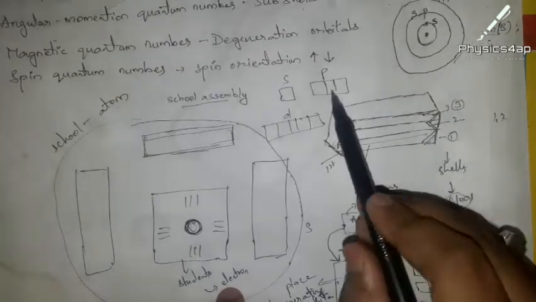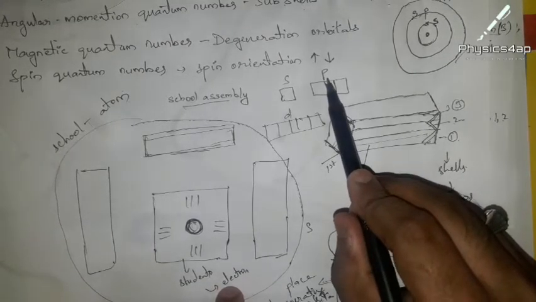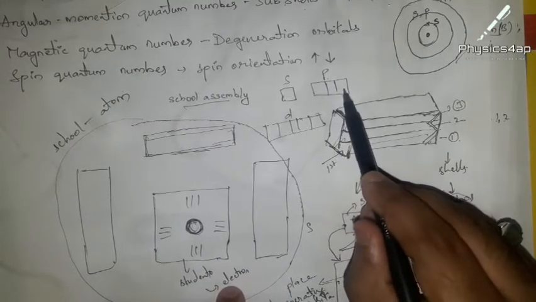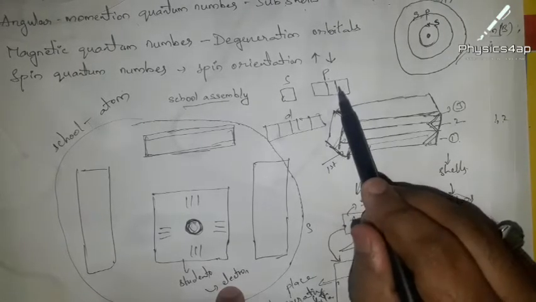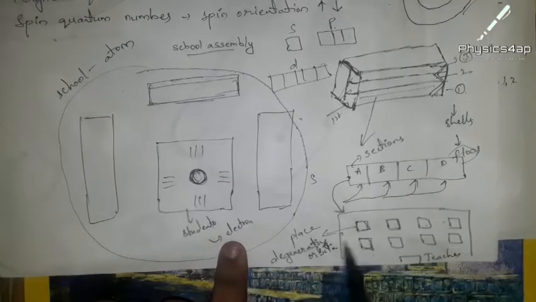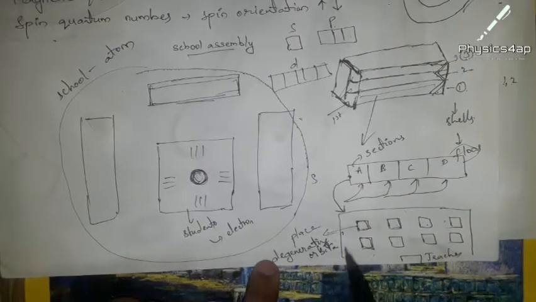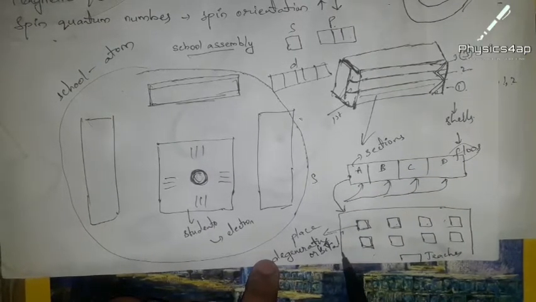The same thing, when we send electrons into the P section, they should be seated into the respective degenerate orbitals, that is px, py, pz. In their respective places they should be arranged. So this is what we call the respective places, the degenerate orbitals.